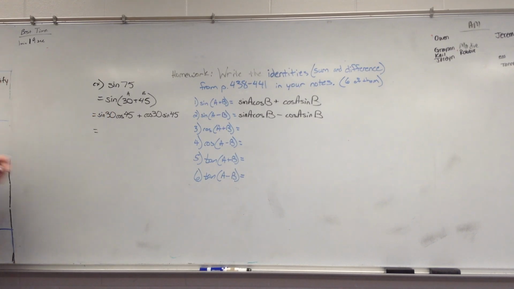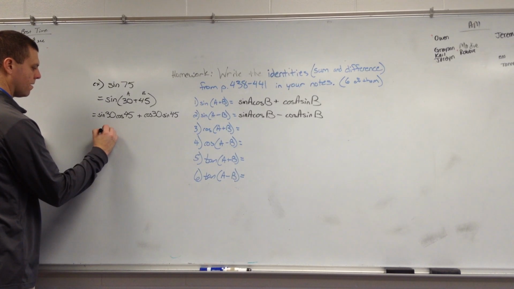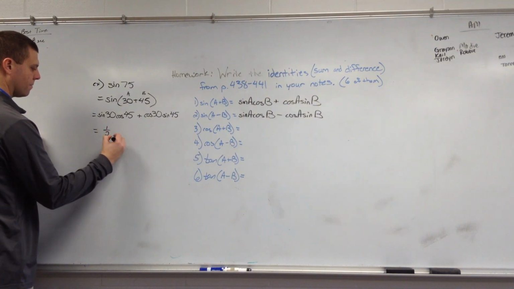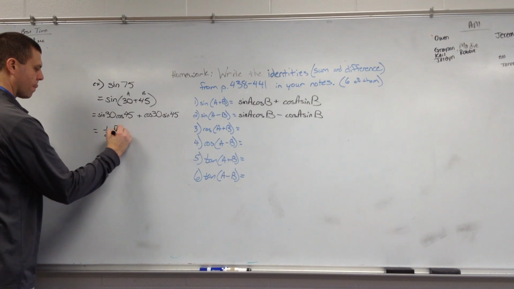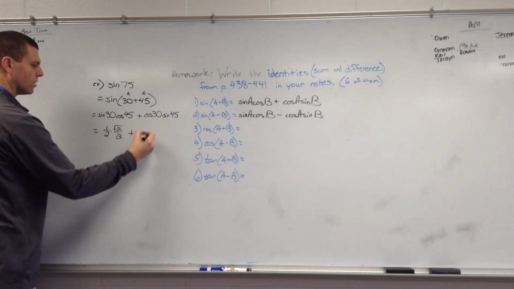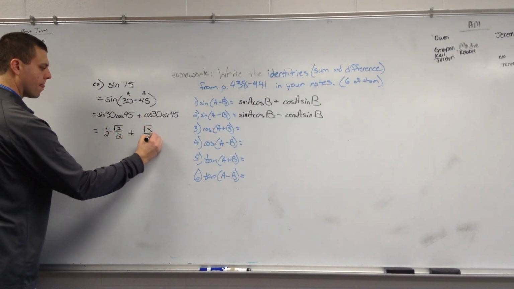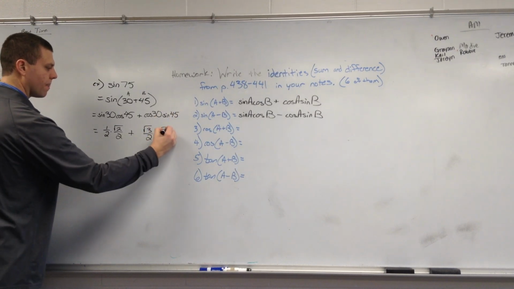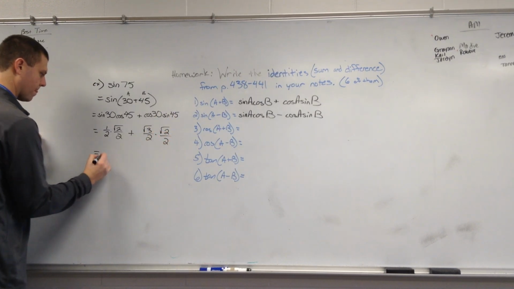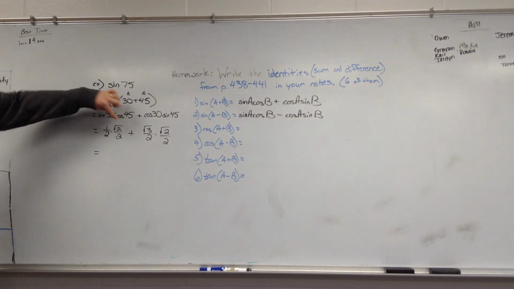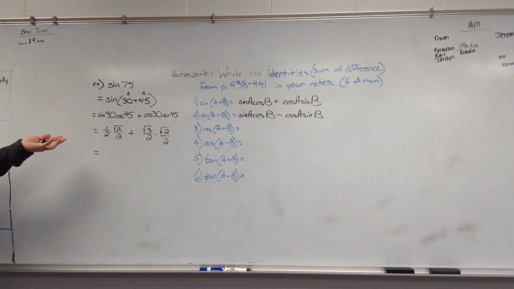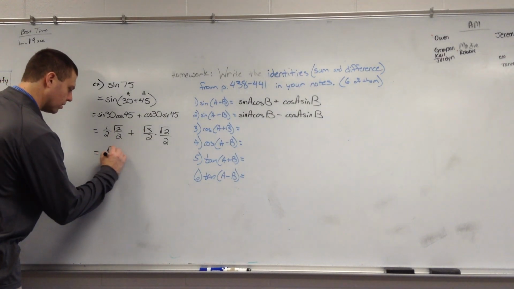Now we just do the math. What's the sine of 30? 1/2. You guys got it quick. Cosine 45? Root 2 over 2. Cosine 30? Root 3 over 2. Sine 45? Root 2 over 2. Okay. A little help with some fractions here. 1 times root 2 is root 2. 2 times 2 is 4. So you got root 2 over 4.